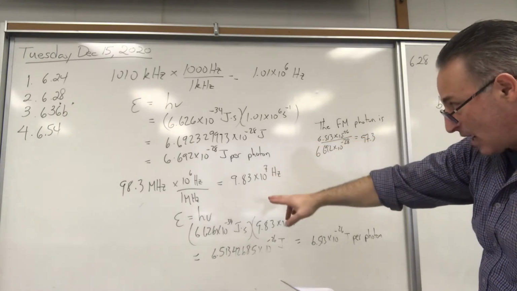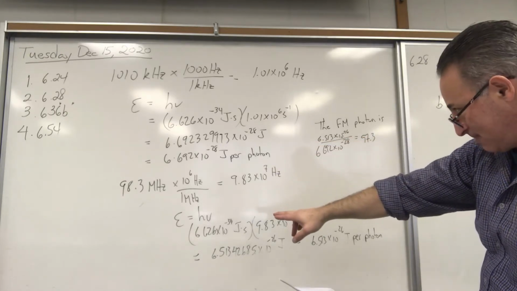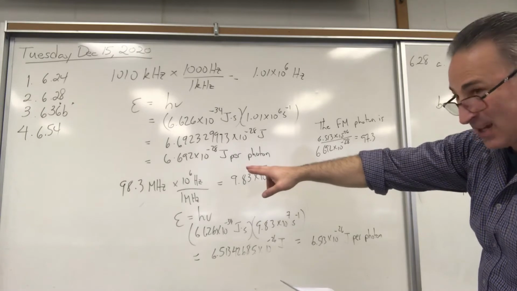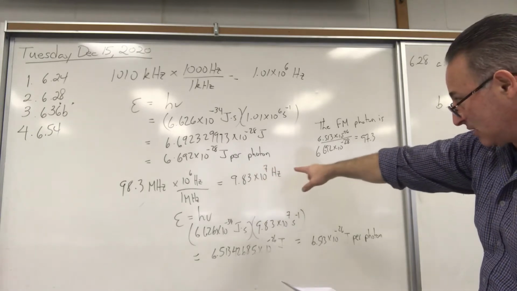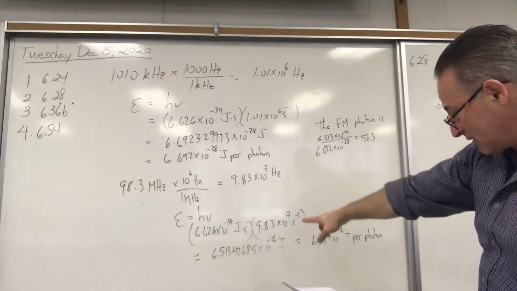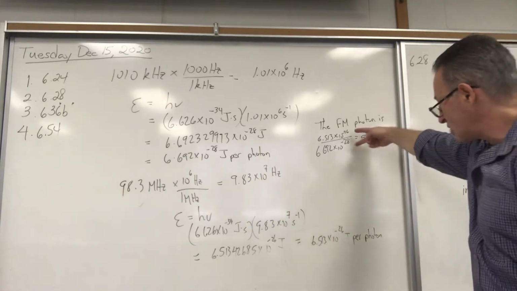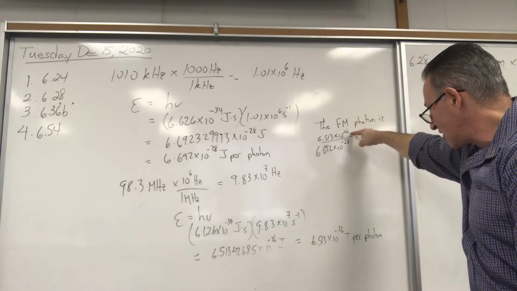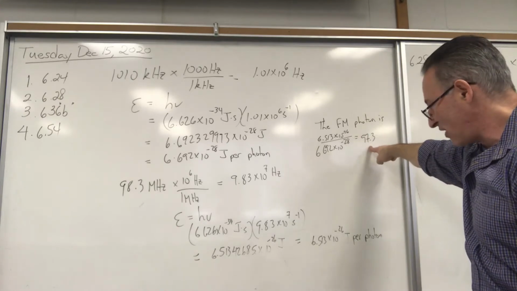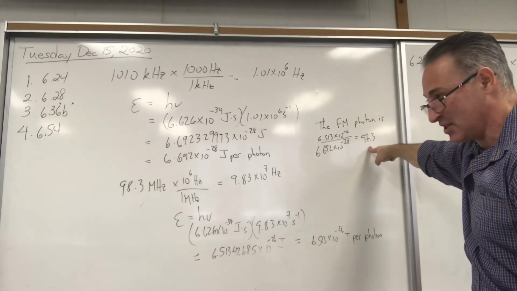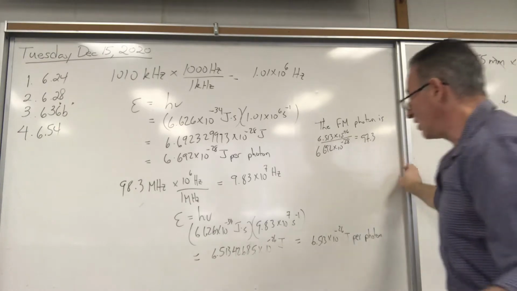I did the same calculation for the FM photon, except now it's a megahertz, so you got to multiply by 1,000,000 to get the hertz. Plug that into the Planck equation, you get that energy per photon. I compared the energy of the 2 photons by putting the more energetic one in the numerator, and you see that the FM photon has 97 times the energy of the AM photon.